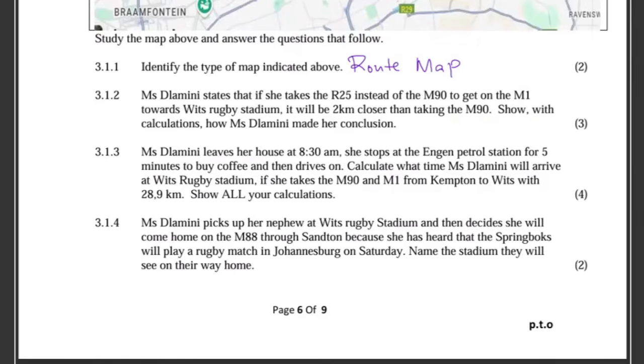So it's going to be 28,9 minus 26,9. And indeed, it's 2 kilometers. So remember, they told you, show with calculations how Mrs. Lamini made her conclusion. This is how she made her conclusion. So we are not verifying anything. But she's right.